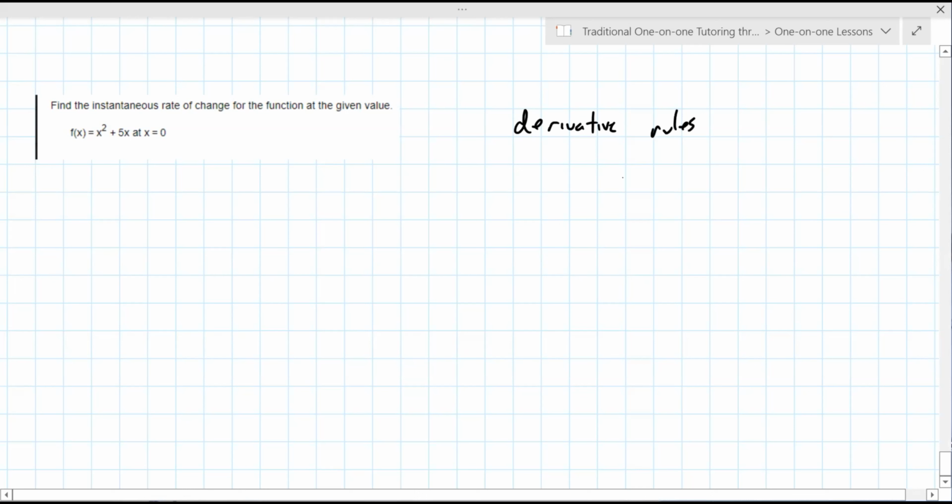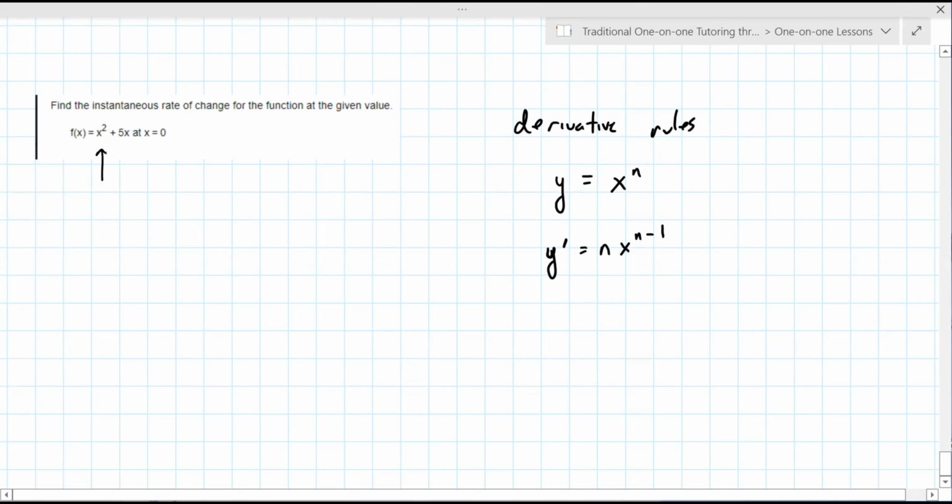So if they give you x to the n, if your function y or f of x is x to the n, the derivative, which is this little prime symbol here, you bring the exponent down and you subtract 1 from the exponent. So we're going to apply that to this problem here.